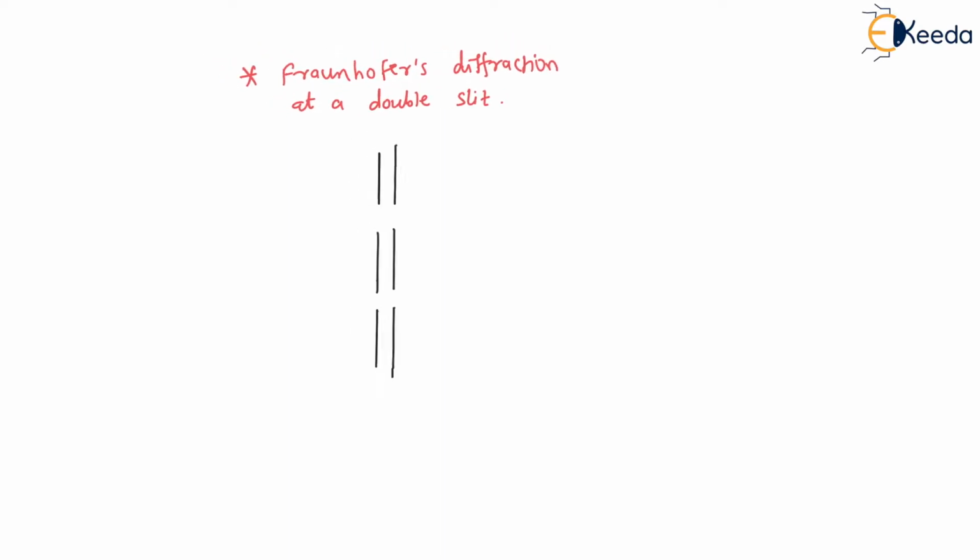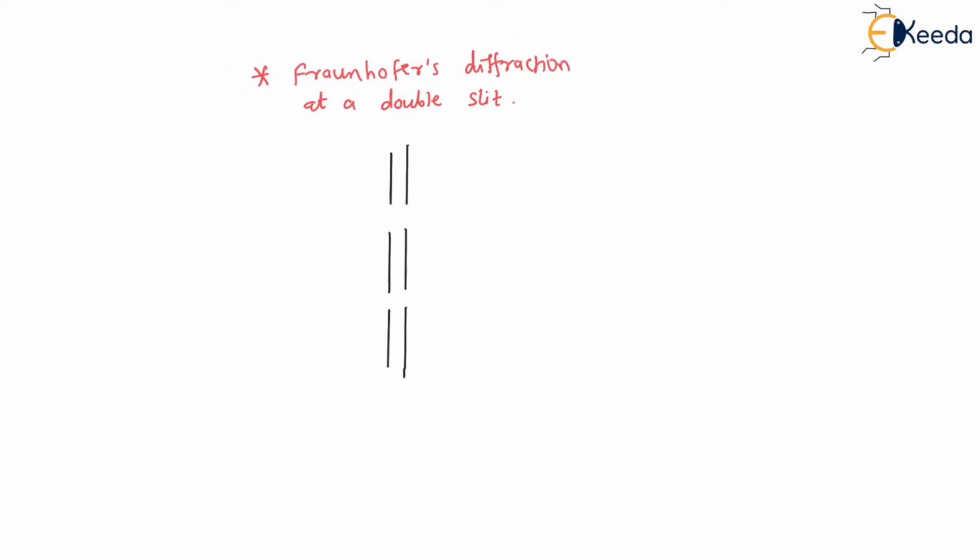The separation between these two, let it be small b, and the width of each slit, let it be small a. So here this is small a, and again here also small a. So this is the slit width, and the distance between them is small b.